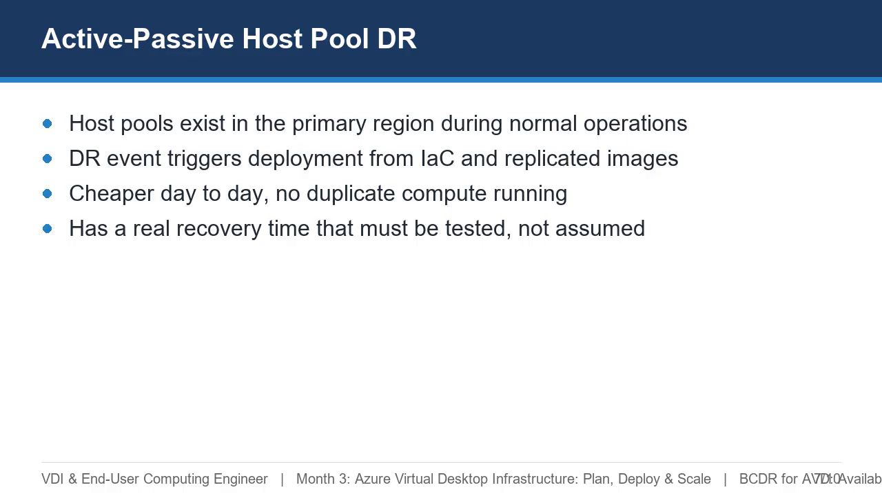In an active-passive pattern, host pools run in the primary region only during normal operations. A DR event triggers deploying host pools, application groups, and workspaces in the secondary region from your infrastructure as code templates and a golden image already replicated there, then pointing FSLogix at geo-replicated profile storage. It's cheaper day-to-day since there's no duplicate compute running, but it carries a real recovery time to stand up the secondary environment that needs to be tested and documented.